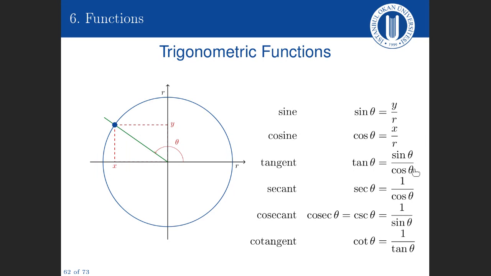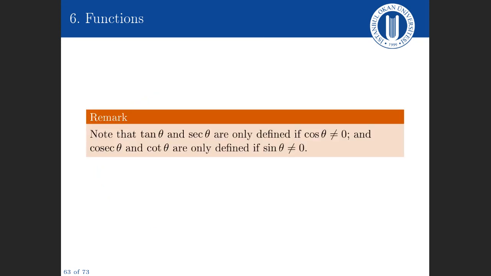Once we have these, we can define the other 4. Tan means sine divided by cos. Secant means 1 divided by cos. Cosecant, which can be written in 2 different ways: cosec or CSC. In this course, I'm going to be using cosec because I think it makes more sense. This means 1 divided by sine, and cotan means 1 divided by tan. Just to be careful here, tan and sec are only defined as long as cos is not equal to 0, and cosec and cotan are only defined as long as sine is not 0.